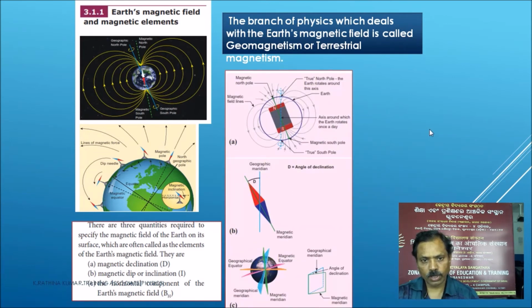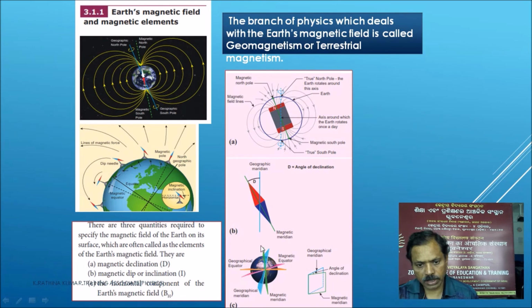Then this diagram shows the same case. The true north pole, the earth rotates around this axis. This is the earth considered to be. Magnetic north pole, magnetic lines of field, just like the first one I told you, here the magnetic south pole and the true south pole. Geographical meridian, and D is the angle of declination, and this is the geographical meridian in case of the compass needle, and the magnetic meridian.